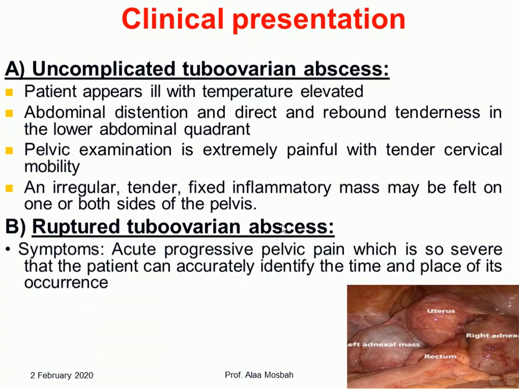Ruptured tubo-ovarian abscess, which is more dangerous. Symptoms include acute, progressive, sudden pelvic pain, which is so severe that the patient can accurately identify the time and the place of its occurrence.